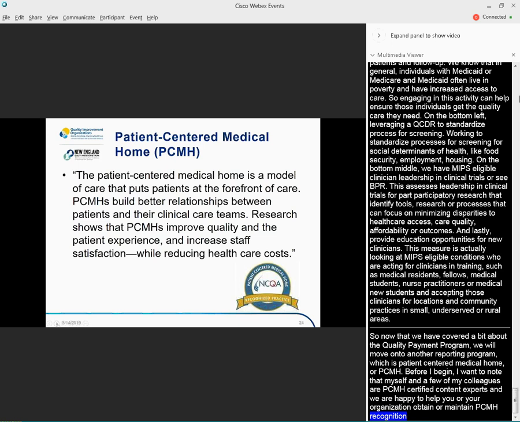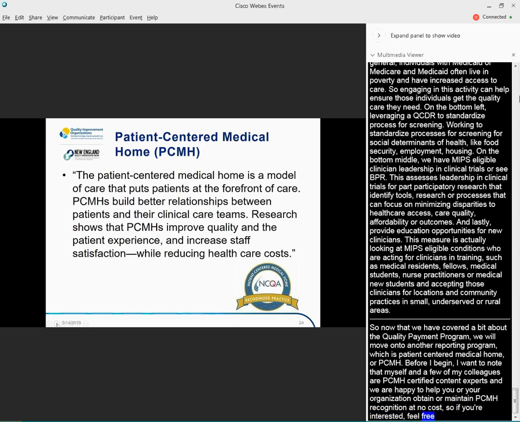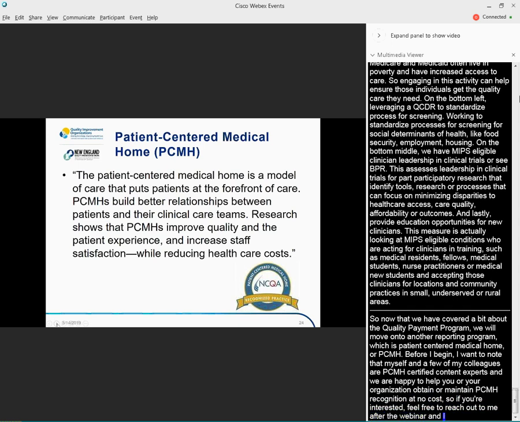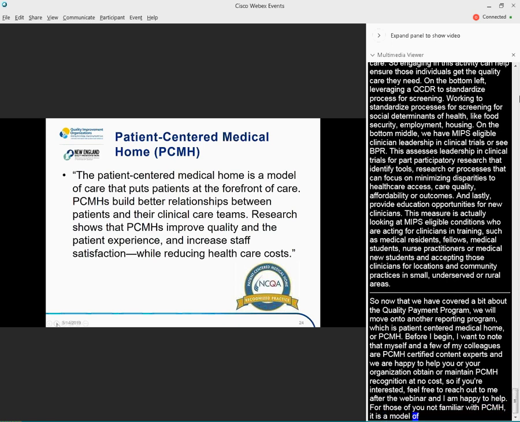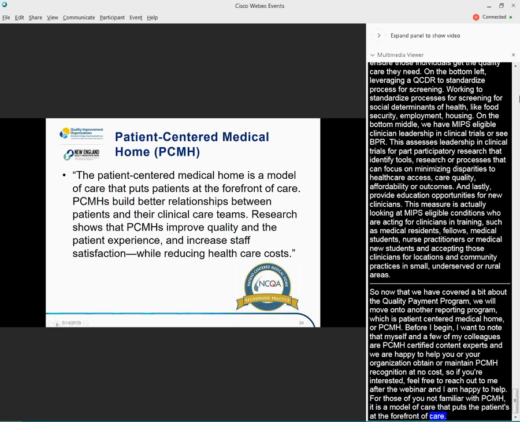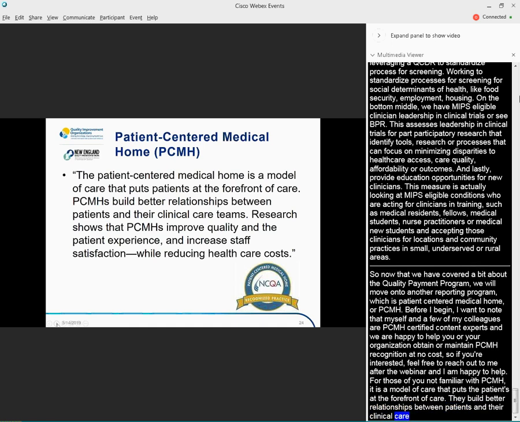So for those of you that might not be super familiar with PCMH, it's essentially a model of care that puts the patients at the forefront of care. They build better relationships between patients and their clinical care teams, and research shows that PCMHs improve quality and patient experience, as well as increase staff satisfaction, all while reducing healthcare costs.